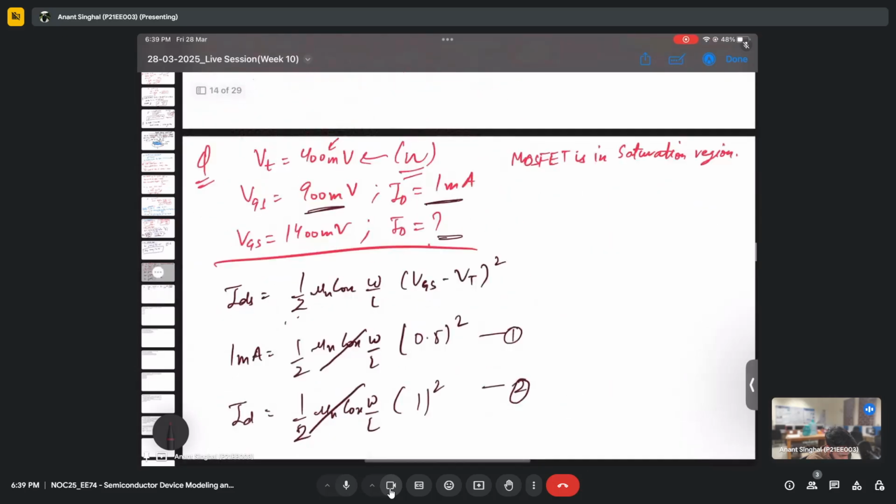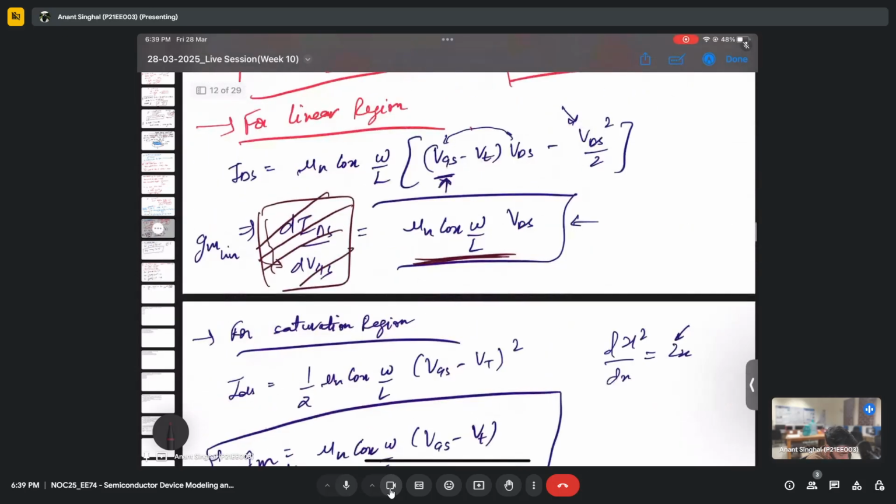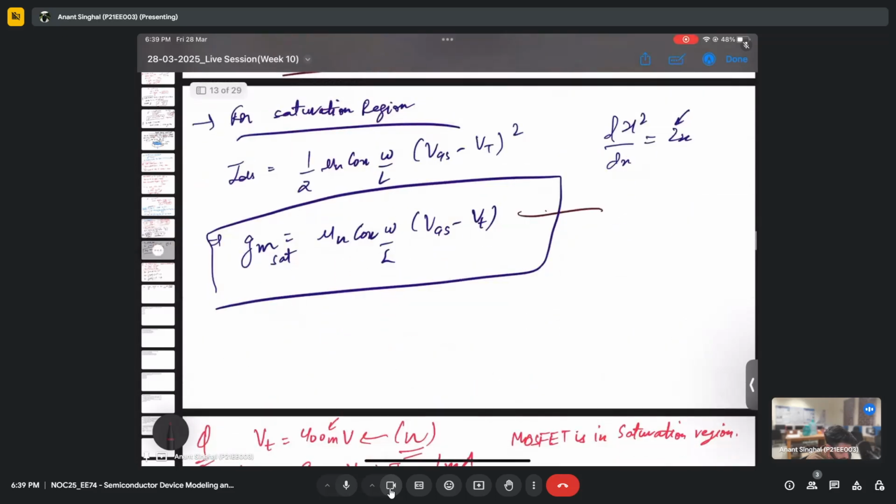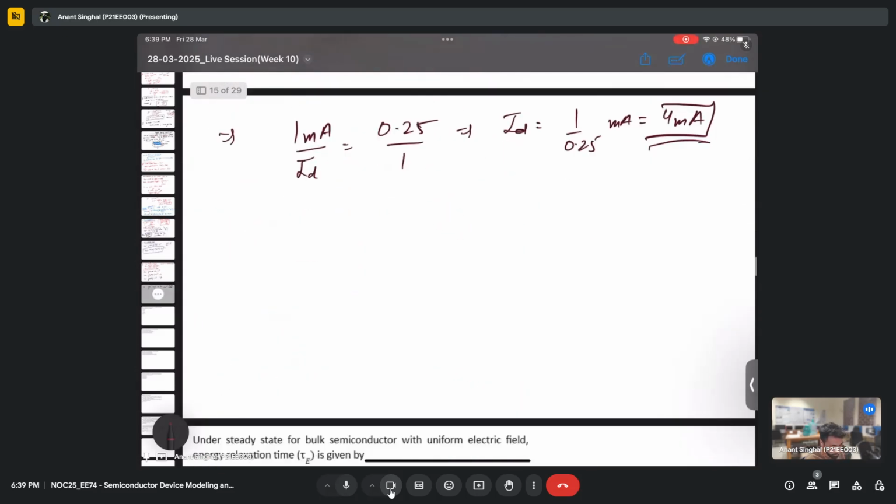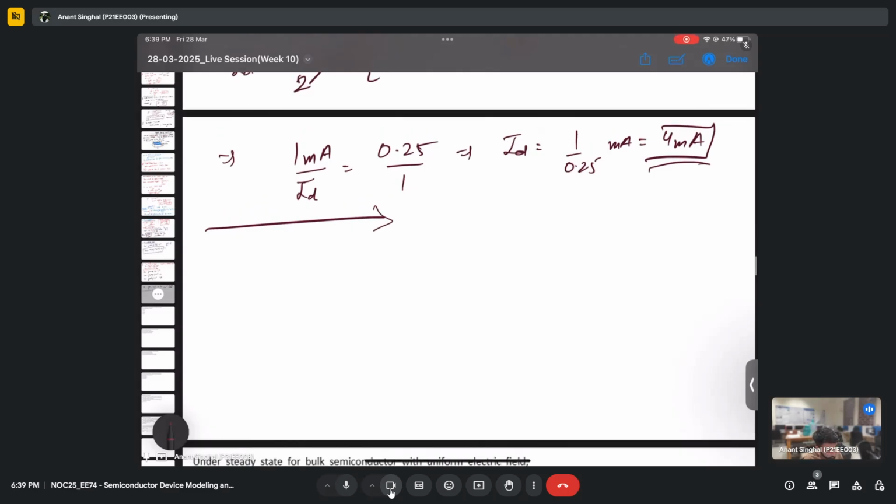Even if you wanted to calculate the GM, it is different at different gate voltages. So we should not calculate GM here. GM changes in the saturation region with the gate voltage. If you vary the gate voltage, GM will be different.